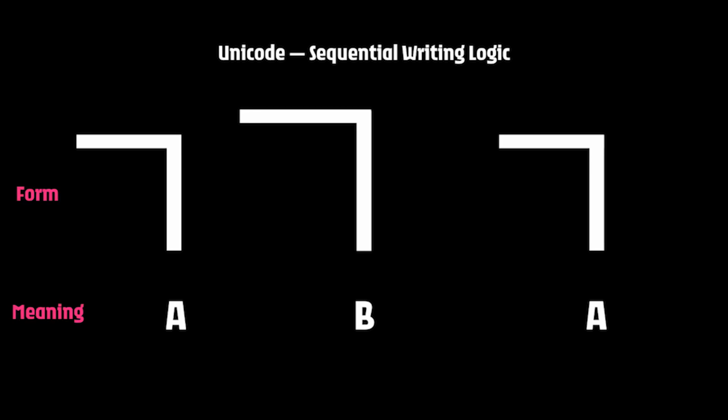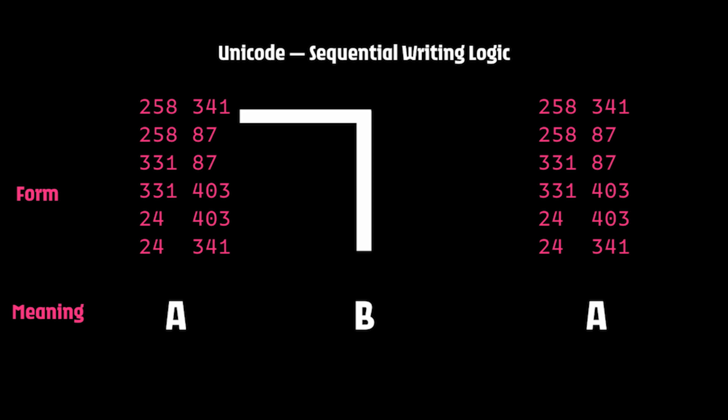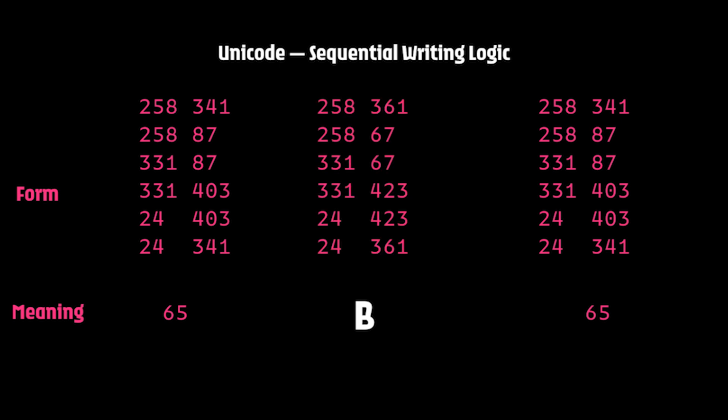Let's look at those 3 letters, and then we learned there's a form and there's a meaning, and the form is based on coordinates, and the last one and the first one are the same, so those coordinates are the same. They also have a meaning, and the one in the middle has a different form, so it also has a different meaning. This is how it works currently with Unicode.